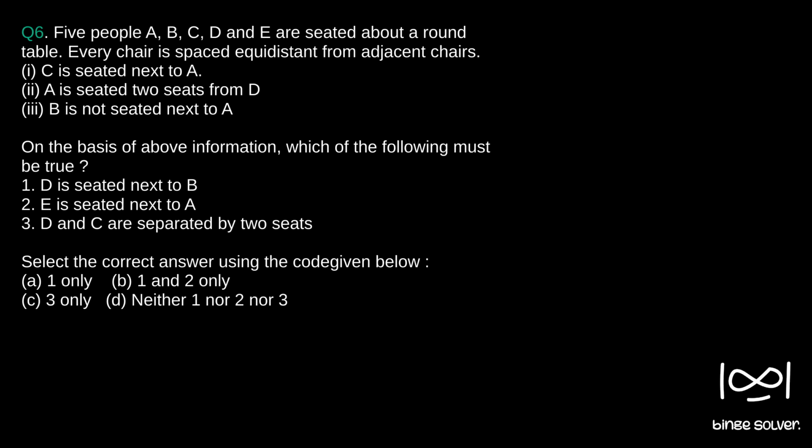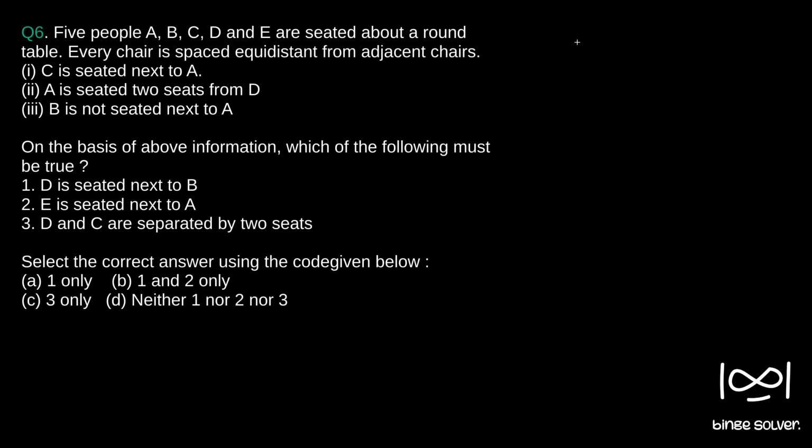Then 3 statements are again given. D is seated next to B, E is seated next to A, D and C are separated by 2 seats. Select the correct answer using the code given below. So this is the question. So we have to draw out the entire configurations to analyze these 3 given statements.